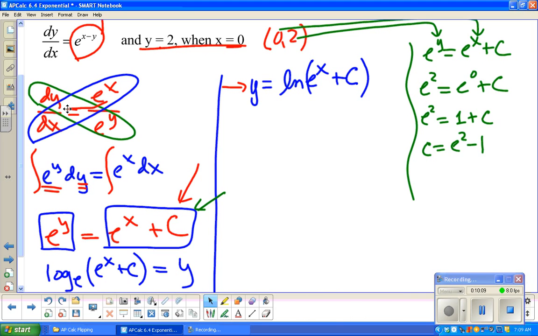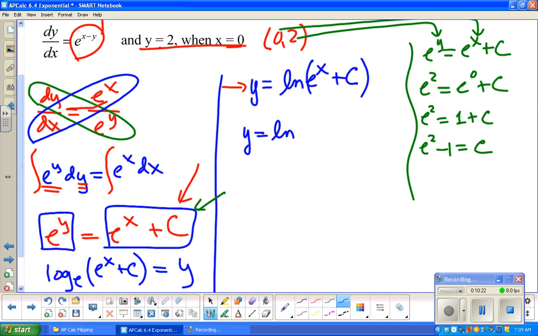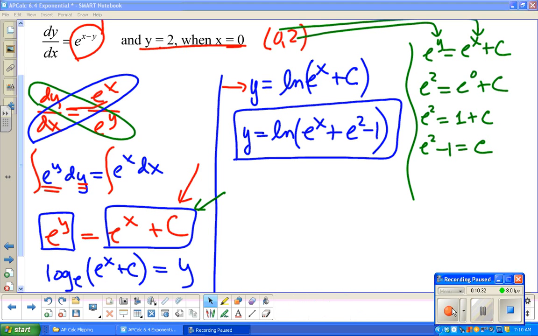Okay, and I know some people just got mad because I flipped it. So for you, I will flip it back. So this is going to be e squared minus 1 equals c. Okay, so going back to this, y equals ln of e to the x plus c. Well, that's rather disgusting. But that's what it is.